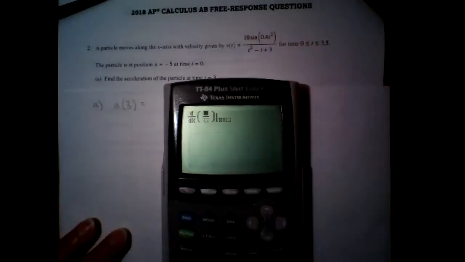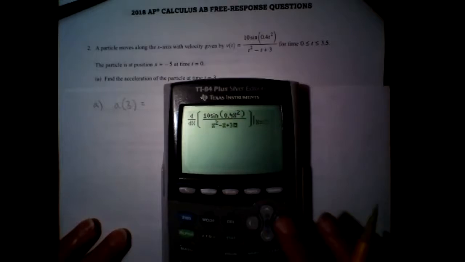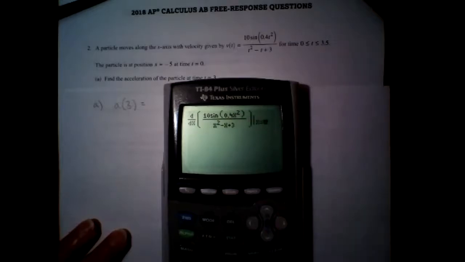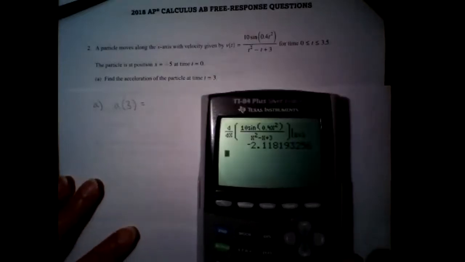That's actually not bad as far as these functions go. This one's not actually too terrible to type here. All right, and then it'll be such that x equals 3. Again, make sure you are in radian mode. This one has sine in it. If you're not in radian mode, it's not going to come out right. All right, so we get -2.118. That's all they asked for. They didn't ask for anything else. That was it.